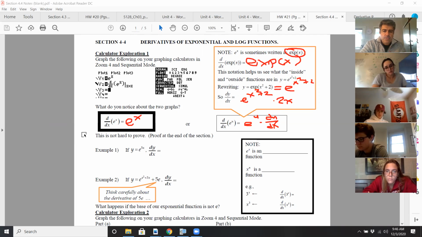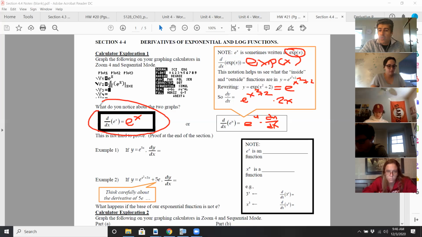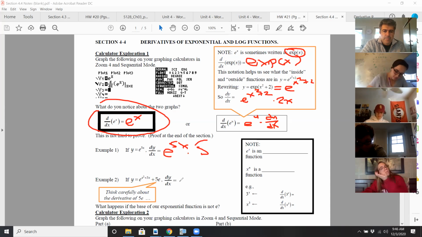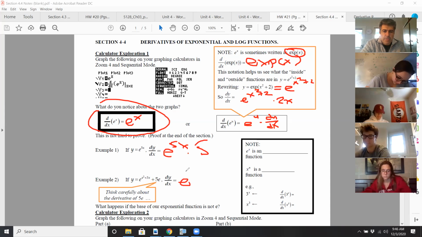But so let's actually keep going here. By the way, there's a formal proof for this. I did the formal proof in the video that you guys watched over the weekend. I didn't want to do that for class in the interest of time, but it's at the end of the notes. So example 1 is pretty easy. That's just going to be e to the 5x, but times 5. So you're doing chain rule. Or for example 2, it's going to be e to the x squared plus 3x times the derivative of x squared plus 3x, which is 2x plus 3.